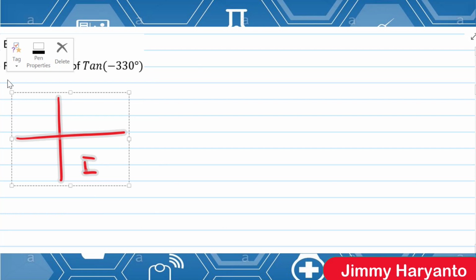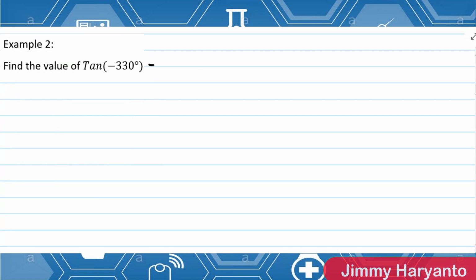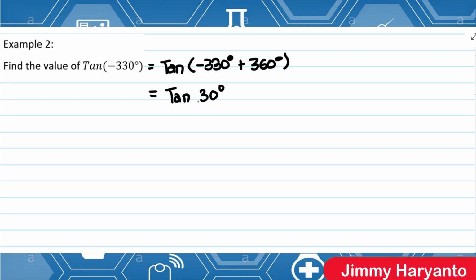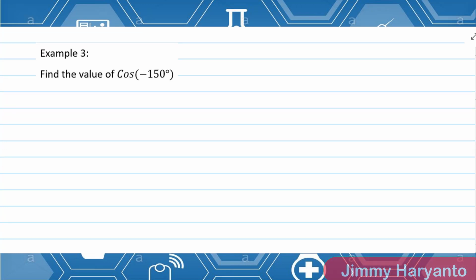So the easiest one will be to add the angle with 360 degrees. Tan negative 330 degrees plus 360 degrees will be tan 30 degrees, right? See, it's easier. Square root of 3 over 3. Next, how about this one? Cos negative 150 degrees equals cos, in the bracket, negative 150 degrees plus 360 degrees, equals cos 210 degrees, right?